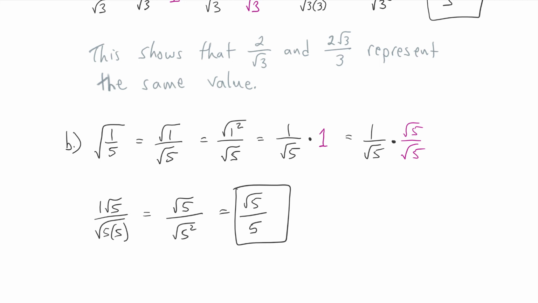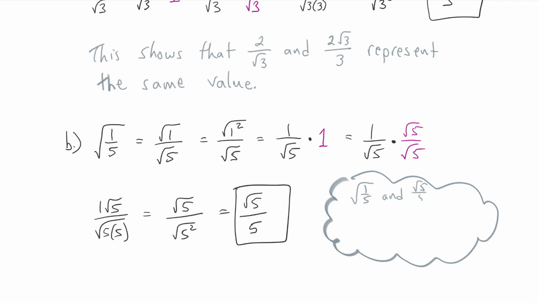So again, the principal square root of 1/5 and the principal square root of 5 over 5 represent the same real number. However, the principal square root of 5 over 5 is simplified. That's the difference. So they represent the same number, but the principal square root of 5 over 5 is simplified. Let's do one more.